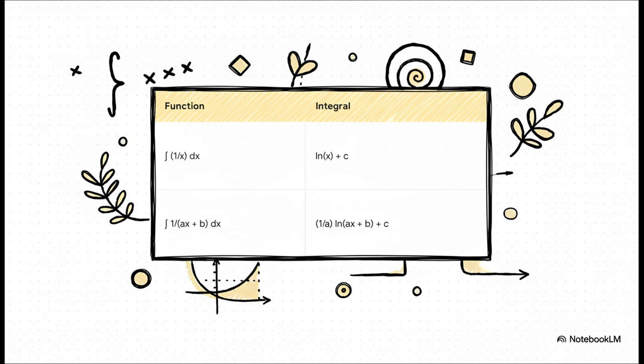And for our final tool, hey, remember how the power rule said it worked for n not equal to negative 1? Well, this is why. When you try to integrate x to the power of negative 1, which is just another way of writing 1 over x, you get something totally different, the natural logarithm of x, or ln x. And what do you know? For the linear form 1 over ax plus b, the same exact pattern holds. You get the natural log, and you just divide by a.